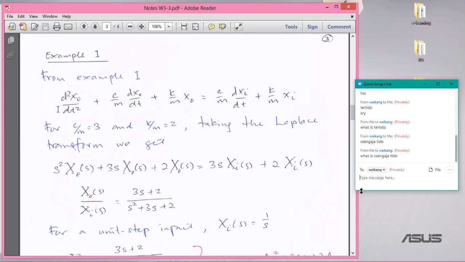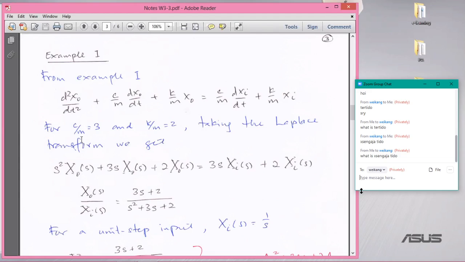Okay. From example 1, we already have this mathematical model. I'm not going to repeat how we get this mathematical model. So it's going to be a second order. Why is it second order? Because we have mass. So the second order here comes from mass times acceleration. The first derivative comes from the damping, and we have a spring. So a second order differential equation.